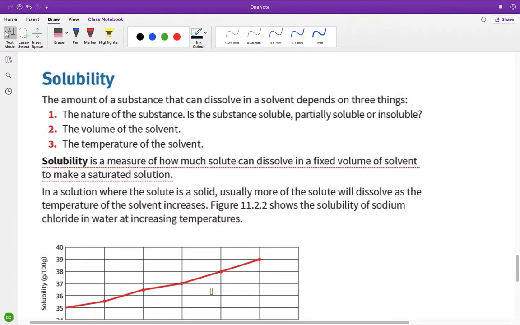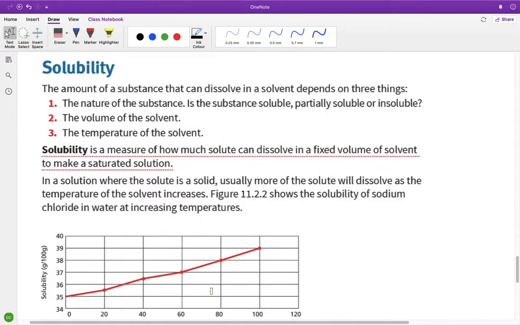Now, solubility. It says it a little bit further down. Solubility is a measure of how much solute can dissolve in a fixed amount of solvent to make a saturated solution. Now, a few bits there. Solubility basically is if I were to take two liquids, or the same liquid at different temperatures or something.